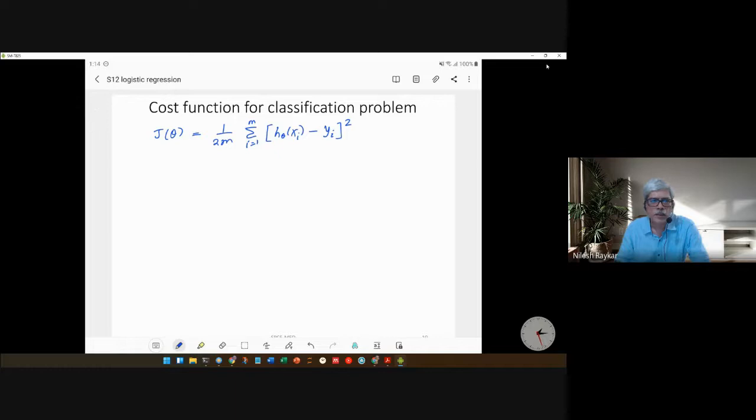Now one may think of using the same function in logistic regression as well, because that is the most simple function. But remember that in logistic regression, the hypothesis function is already a nonlinear function. In linear regression, this is a linear function, so this addition gives a function which is parabolic in terms of theta. Whereas in logistic regression, we already have a function which is of a complex type, so it is already non-linear.